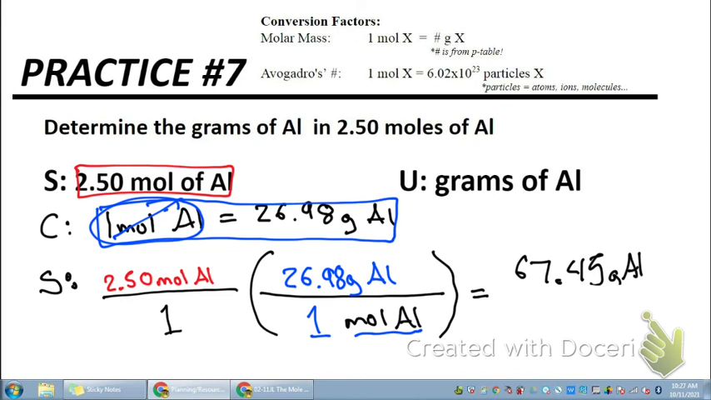We started with 2.50, which has 3 sig figs. That trailing zero is significant. We wrote that there. That is our estimation. So we want our final answer to also have 3 sig figs. Underline your top 3 placeholders and multiply, and then round up or down. Because this is a 5, we want to round up. So your final answer will be 67.5 grams of aluminum.